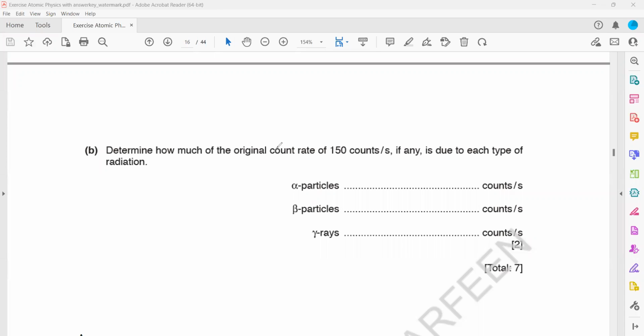In part B, we have to determine how much of the original count rate of 150 is due to each type of radiation. For alpha, originally it was 150, but when we place a paper, it turned to 60. So 150 minus 60 is 90. Then before we apply the magnetic field, with the paper there, it was 60. But when we apply the magnetic field, it turned into 20. So the radiation due to beta is 60 minus 20. And for gamma, there will be no radiation, as the source is not emitting gamma.